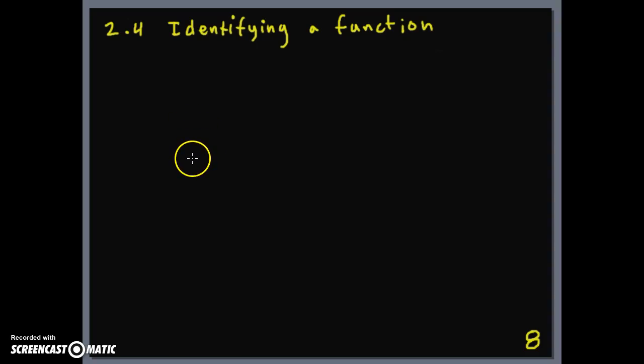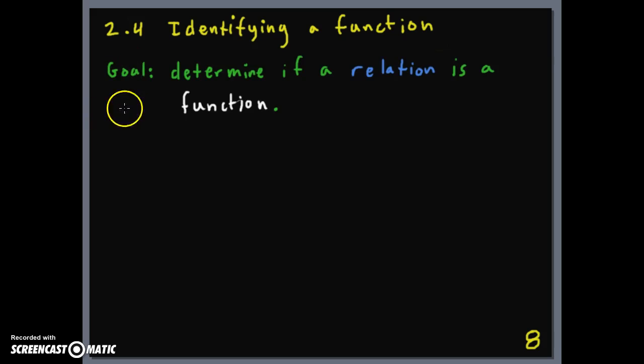Today's lesson is 2.4, identifying functions. So we're now transitioning into looking at specific types of relations. We looked at x's relationship to y, we looked at domain's relationship to range, we looked at the independent variable's relationship to the dependent variable, and now we're looking at a special type of relationship called a function. So the goal today is to determine if a relation is a function.